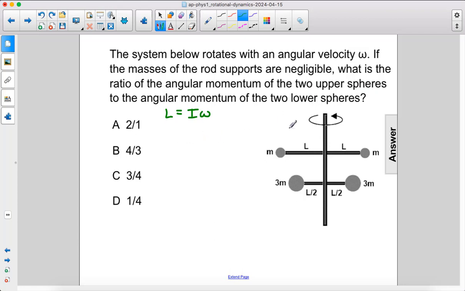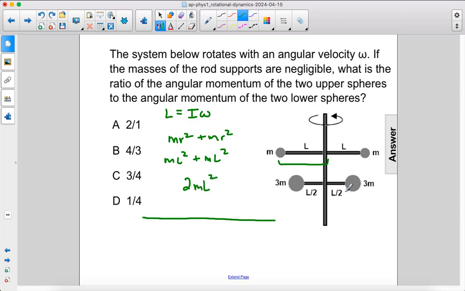So to calculate the moment of inertia of this shape, that's going to be mr squared plus mr squared for each mass. And this is the distance to the axis of rotation. So the mass is m, the distance is L for each mass. So we have ml squared. Therefore, the moment of inertia for the two top spheres is 2ml squared.